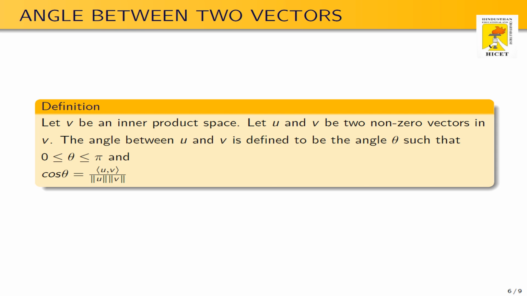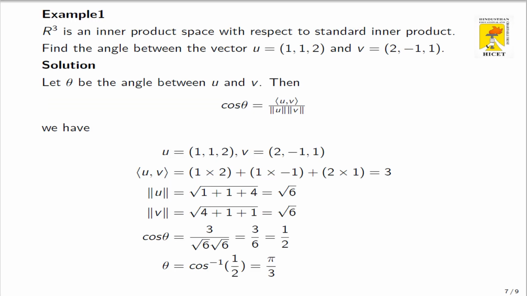Next, now let me define the angle between two vectors. Let V be an inner product space and let u and v be two non-zero vectors in V. The angle between u and v is defined to be the angle theta, where theta lies between 0 and pi. Then the formula is cos theta is equal to the inner product of u comma v divided by norm u into norm v.